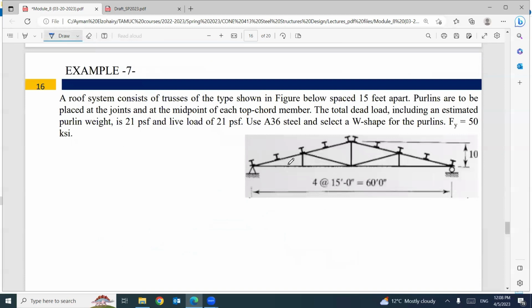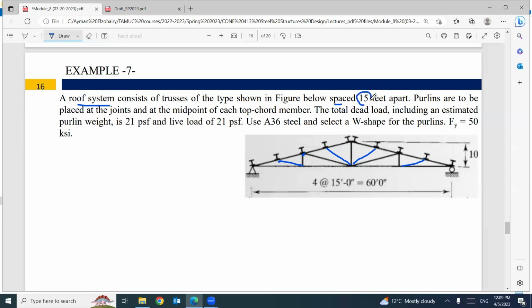We have a typical example like your project that you will do very soon. We have a truss, and we have purlin. Looks like we have purlin on the member, but it's not right. But anyway, we should have more members like these. Anyway, it's not a big deal. That makes sense. Each purlin must be located at a joint, not on the member itself. This is not our problem. We have a roof system that consists of trusses, and these trusses are spaced 15 feet apart.